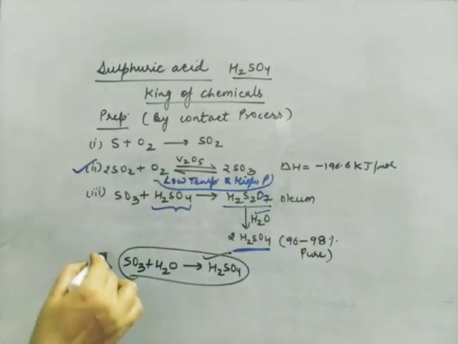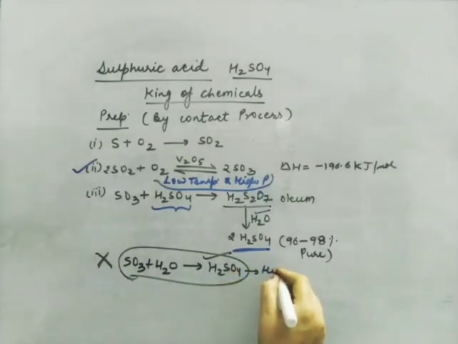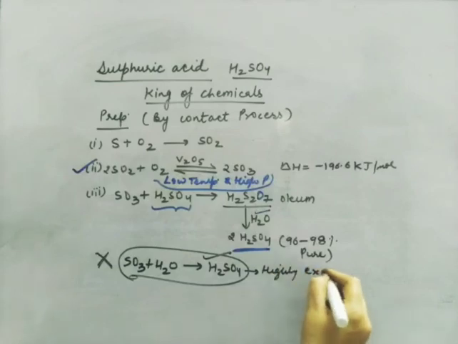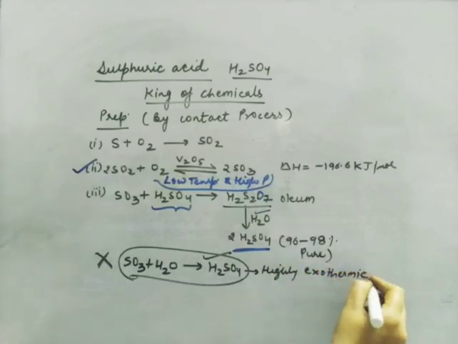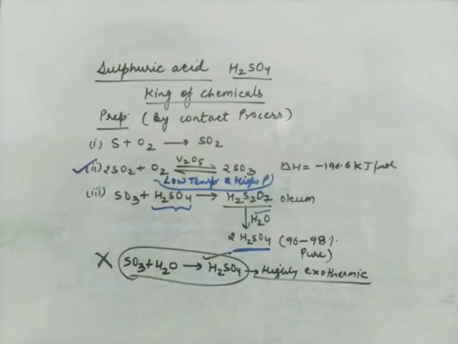But this reaction is not used for preparing sulfuric acid on a large scale. The reason is that this reaction is highly exothermic. So much heat is released that whatever sulfuric acid is obtained vaporizes, and acid vapors are formed. It becomes inconvenient for the workers there to work under such conditions. So we use the indirect method. First we prepare oleum and then we dilute it with water.